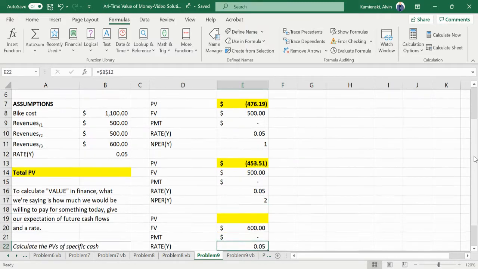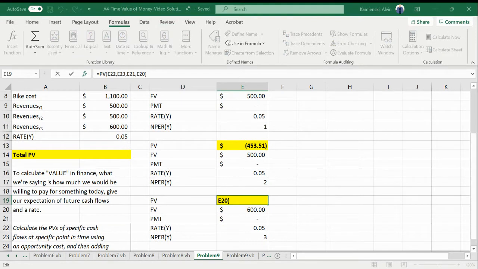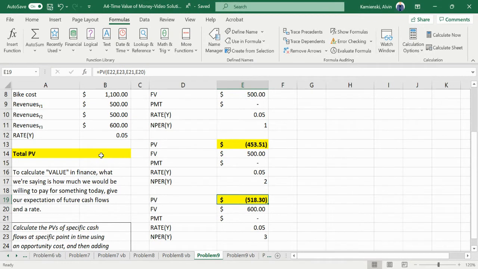Now, in that last year, I'm going to get a slightly higher amount, but it is one further year out. So if I copy and paste that here and take a look at the formula, make sure rate E22, periods E23, payment E21, future value E20, it gives me 518.